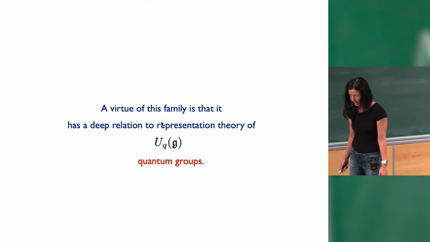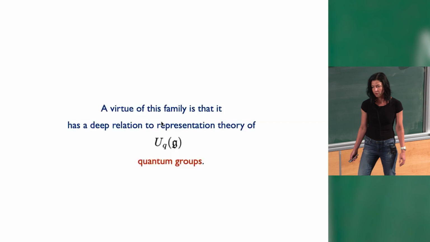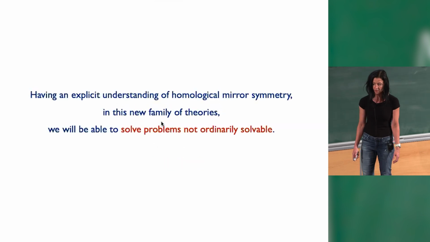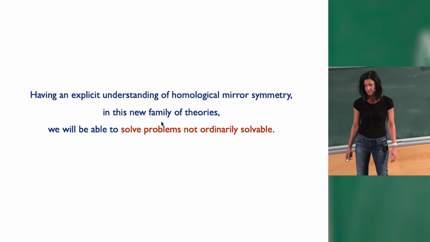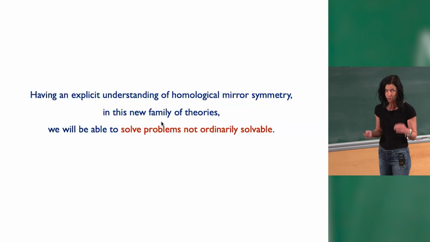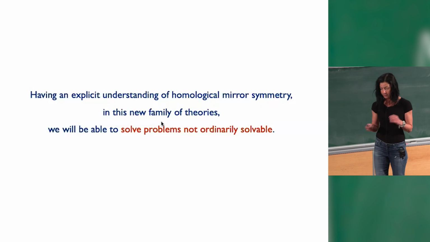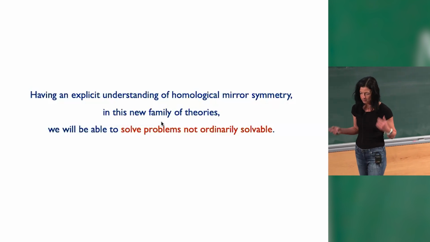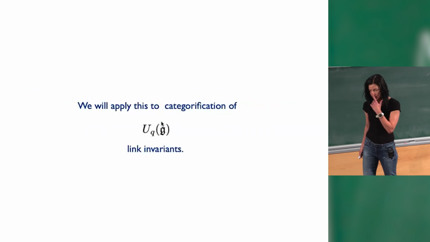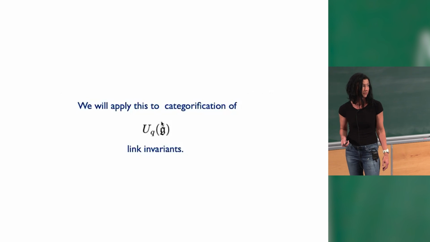So the virtue of this family that I'll describe is a deep relation to representation theory of quantum groups. And having understood homological mirror symmetry, it will turn out that we will be able to solve problems that you cannot ordinarily solve in this world of derived categories of coherent sheaves or derived Fukaya categories. And so we will apply this to categorification of quantum link invariants.